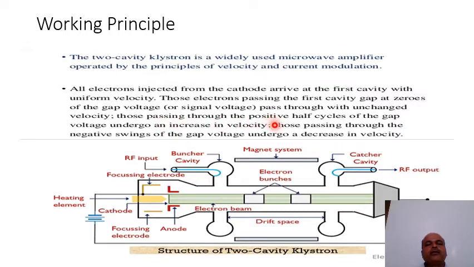Those passing through the positive half cycle of the gap voltage undergo an increase in velocity, and those passing through the negative swings of the gap voltage undergo a decrease in velocity. So there is a variation in velocity in the drift space. So you can mention this in the signal.